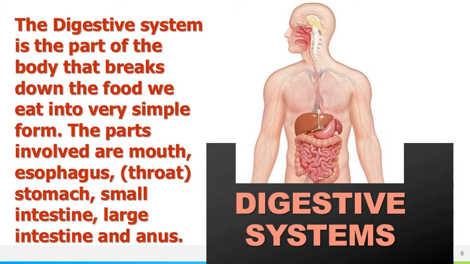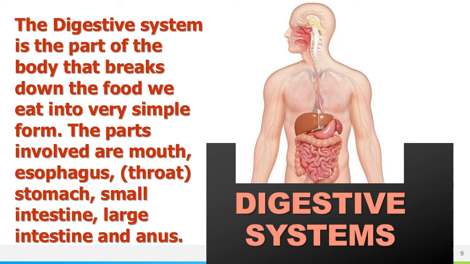The parts involved in this digestive system are the mouth, the esophagus, which they also call the throat, the stomach, the small intestine, the large intestine, and the anus. These are the parts that make up the digestive system, and they work together to break down the food that we eat into very simple form.